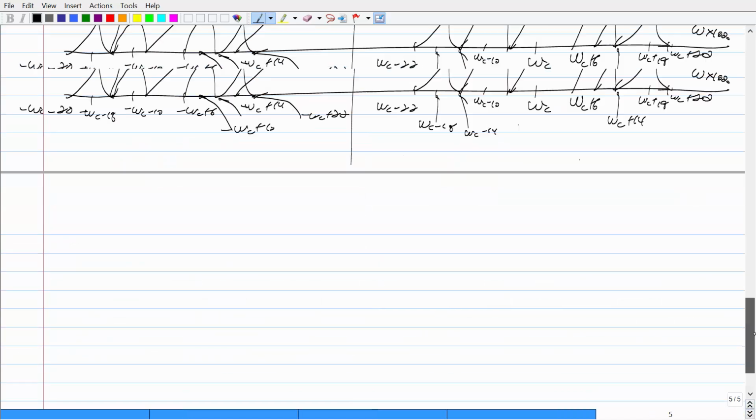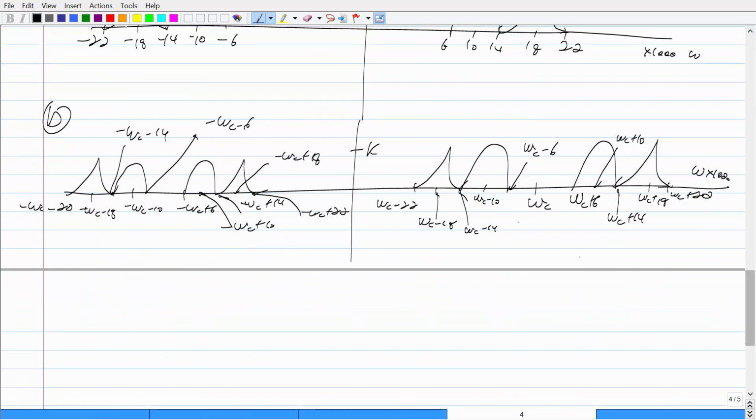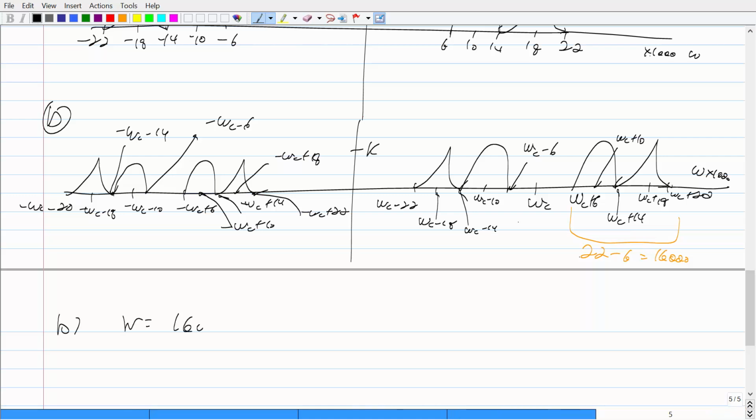Okay. Great. So let's take a look at the next question. Determine the minimum value of the channel bandwidth to accommodate the modulated signal consisting of two double sideband suppressed carrier signals. So basically what they're saying here is that they want you to figure out the right bandwidth so that it spans the width of two of these signals. So you can choose any one you want. The width between here and here is what? 22 minus 6, which is 16,000. So therefore, part B, the width is 16,000. That is the bandwidth we need to accommodate both of those signals together.